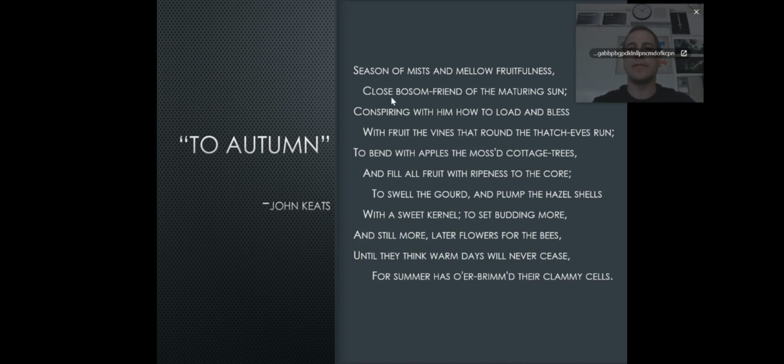He writes, "Seasons of mist and mellow fruitfulness, close bosomed friend of the maturing sun, conspiring with him how to load and bless with fruit the vines that round the thatched eaves run, to bend with apples the mossed cottage trees, and fill all fruit with ripeness to the core, to swell the gourd and plump the hazel shells with a sweet kernel, to set budding more, and still more later flowers for the bees, until they think warm days will never cease, for summer has overbrimmed their clammy cells."